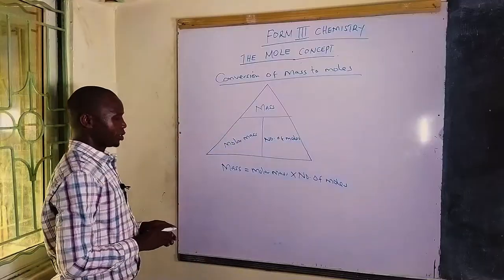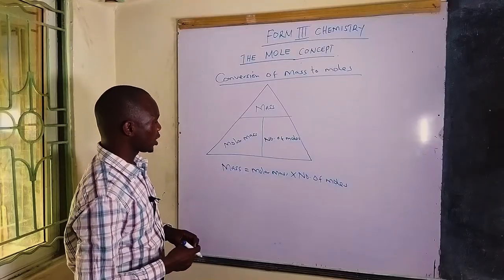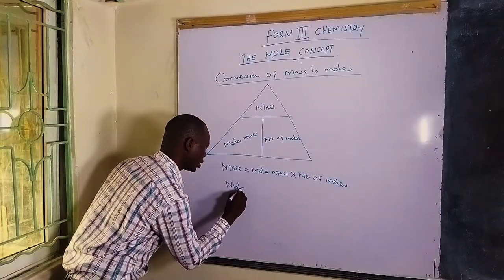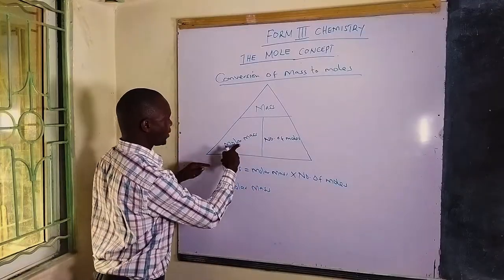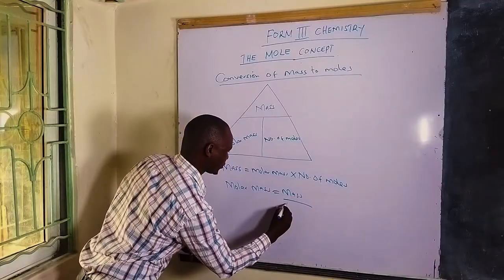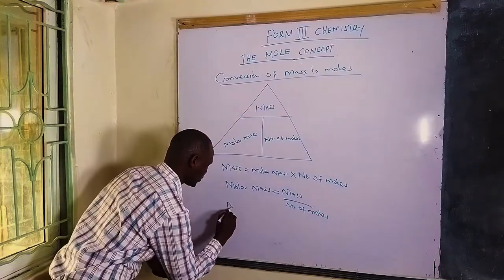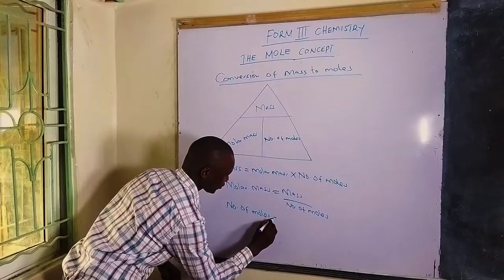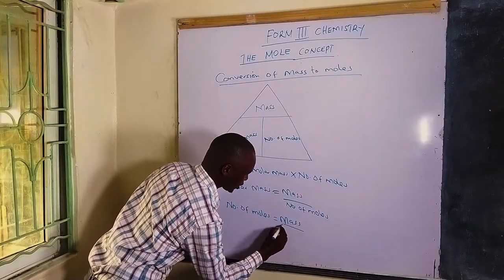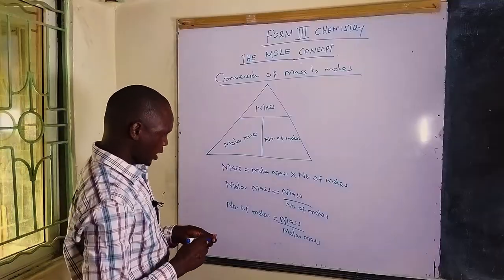From this information, you can calculate the number of moles, or get the molar mass, from this single formula by making any of these the subject. To go very fast: if you need the molar mass, you take the mass and divide by the number of moles. If you need the number of moles, you take the mass and divide by the molar mass. The molar mass of an element is the same as the relative atomic mass.